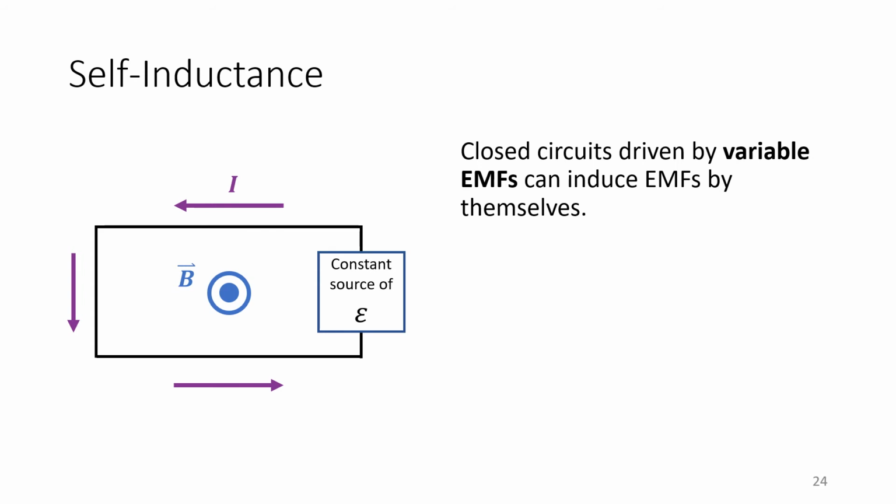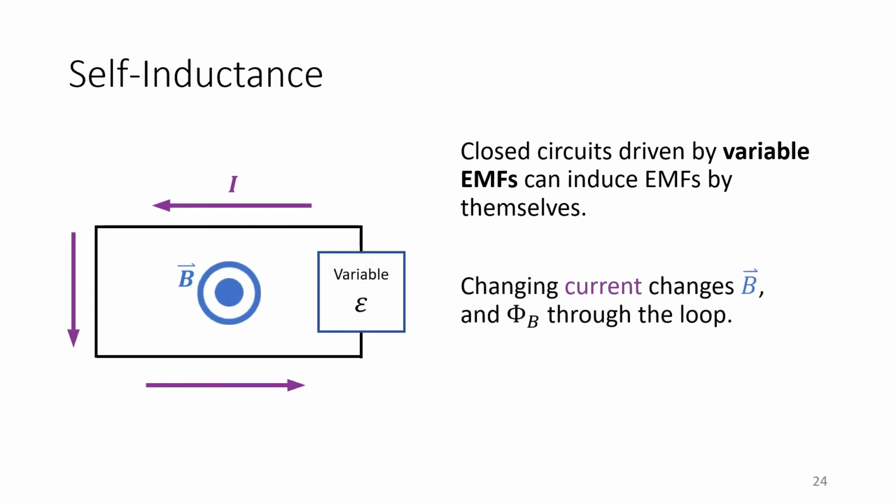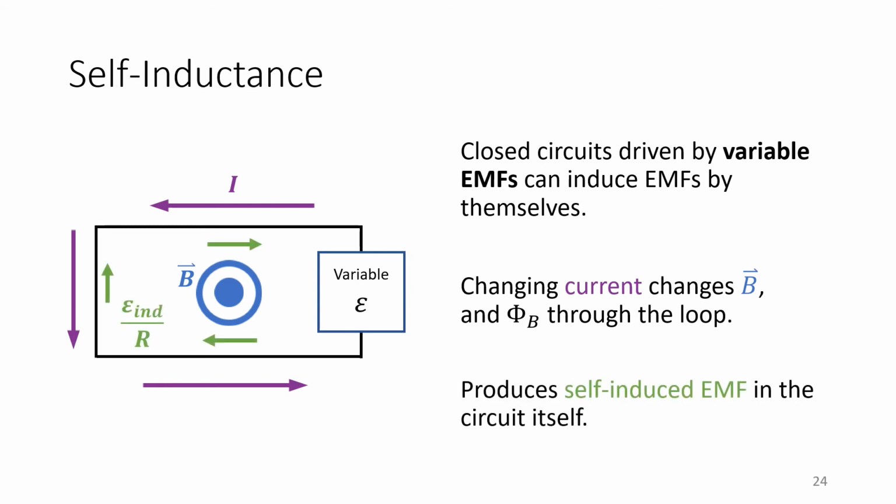Now, should we replace this constant source with a time-varying source, we take note that the current I will also change, and changing currents introduce changes in B as well as the magnetic flux through its closed loop. This causes a self-induced electromotive force in the circuit itself. Anytime currents change in closed loops, electromagnetic induction is sure to follow. But more often than not, tiny changes in current in single-loop circuits produce almost imperceptible induction effects.